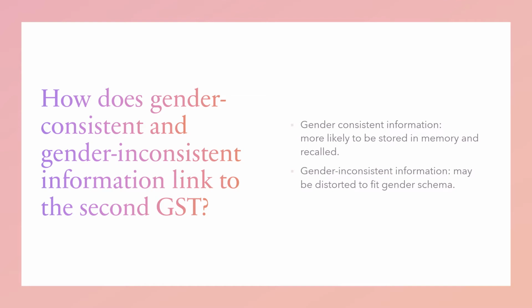Then gender inconsistent information, this is when information may be distorted to fit gender schema. So if you hear a story about a doctor and a nurse, and the nurse is male and the doctor is female, you might then remember it differently because of your schema.